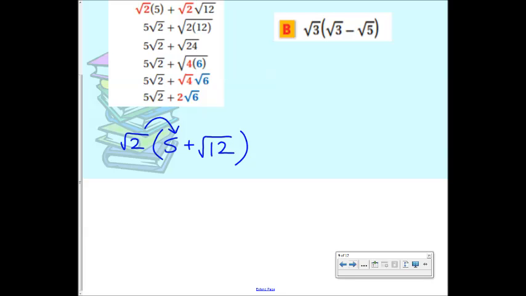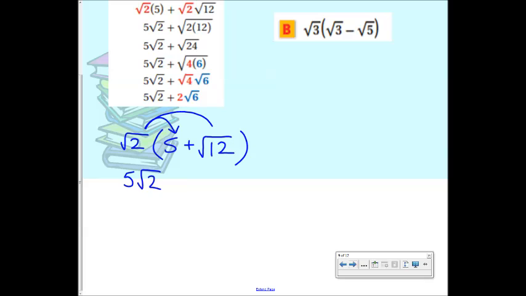Radical 24. Can I break any of these down? Can I break 5 root 2 down? No. So I'm just going to leave it alone. So 5 root 2 plus, what does 24 break into? 12 times 2, but I'm not going to use that. Why not? None of those are perfect squares, right? So we'd have to do more work.